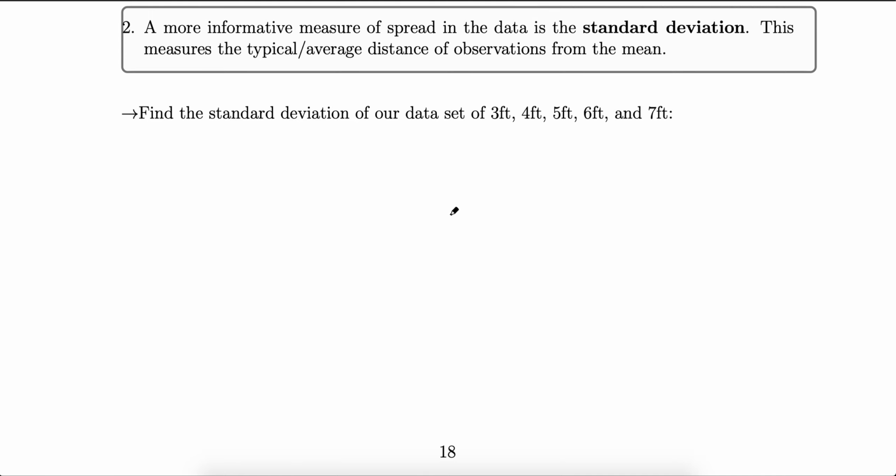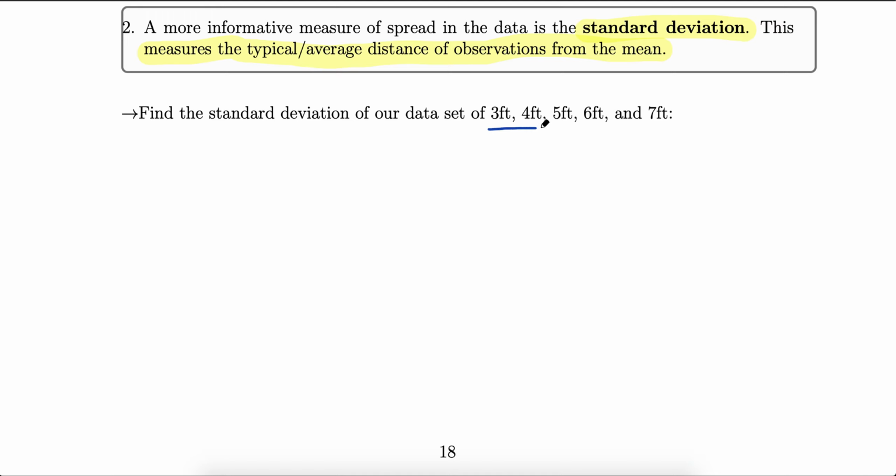The next measure of spread we're going to look at, some of you may have heard of before, is our standard deviation. Make sure you know the interpretation of this. It's telling us the typical or average distance of observations from the mean. So we'll use that definition to take a look at finding the standard deviation for a data set by hand.